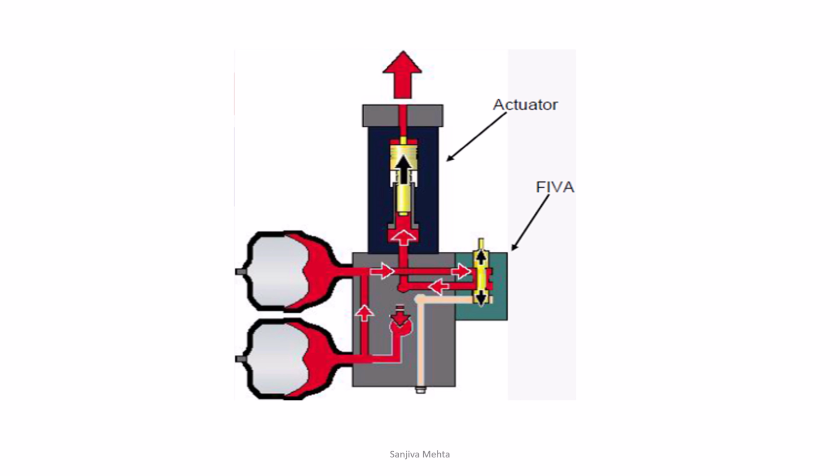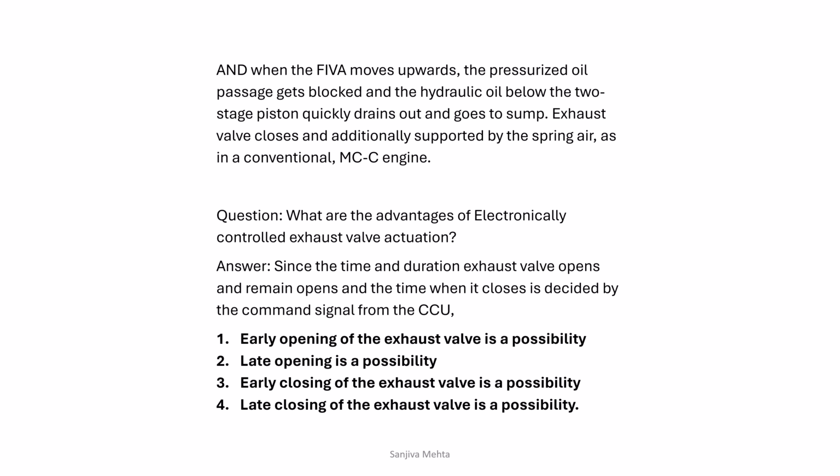Now again, when the fuel valve moves downwards, hydraulic oil passes through this spool and goes to the underside of the two-stage piston. Smaller piston, bigger piston. And when it moves up, there is system oil in the hydraulic push rod, and it opens the hydraulic exhaust valve.